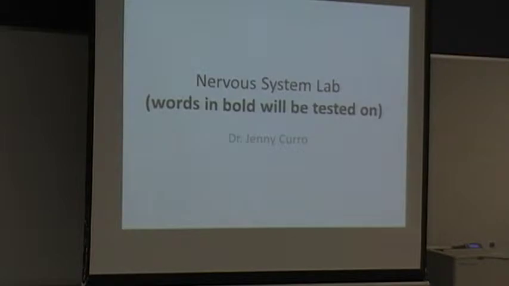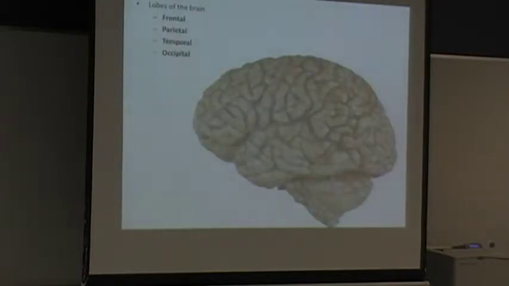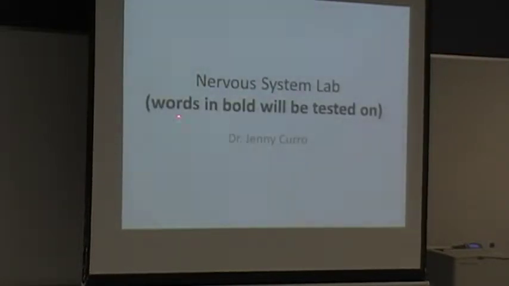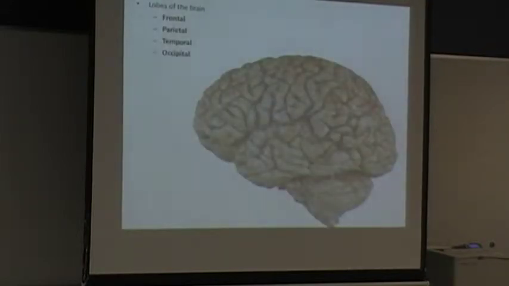The nervous system lab, the words that are in bold, that's the stuff you'll be tested on. So instead of doing a list, I already had this made up, this is what I used for my other class, so I just did that and changed it a little bit for you guys. So lobes of the brain, those are the easy ones.